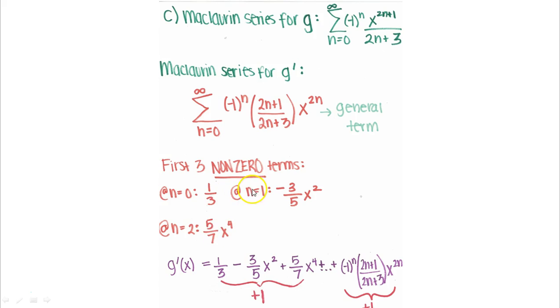You have your first 3 non-zero terms and your general term. Now all you have to do is list it out. So 1/3 minus 3/5 x squared plus 5/7 x to the 4th plus, and then you want to list out your general term after doing a few dots. And then -1 to the n times 2n plus 1 over 2n plus 3 times x to the 2n. And you would get 1 point for correctly listing the first 3 non-zero terms, and 1 point for correctly listing your general term. So again, this is a pretty easy problem to get your 2 points on, just like the last part was.